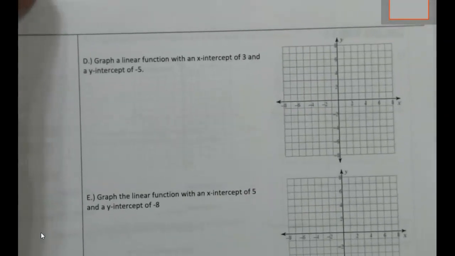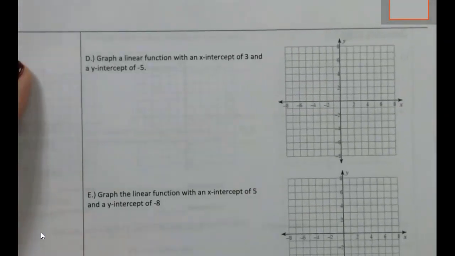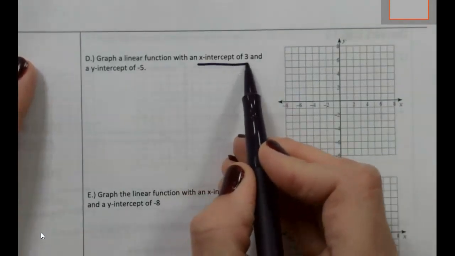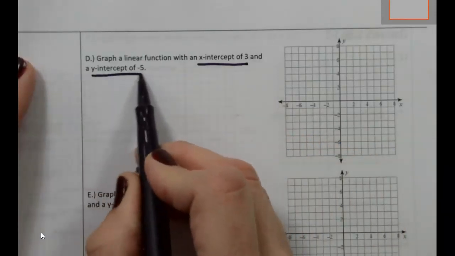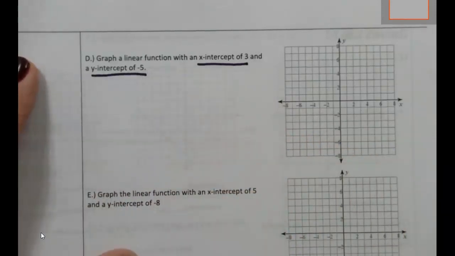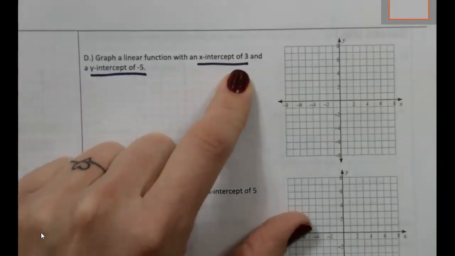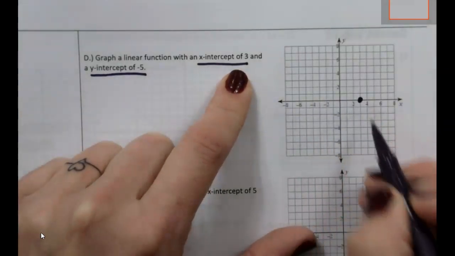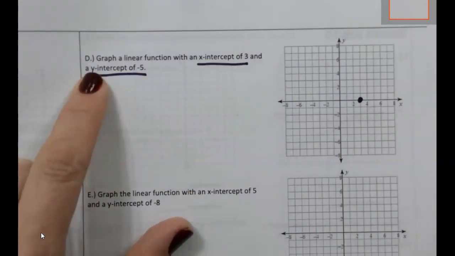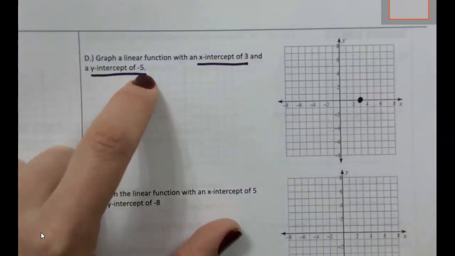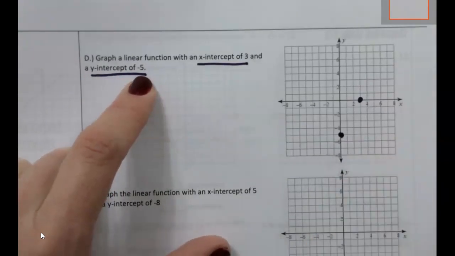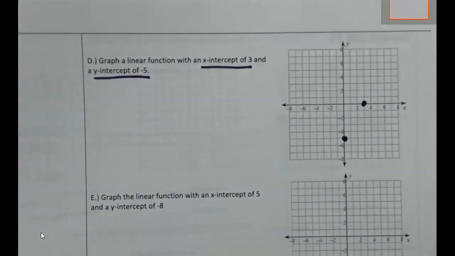So this second skill is the opposite of what we just did. I'm going to tell you the x-intercept, and I'm going to tell you the y-intercept, and then it'll be your job to graph the equation of that line. So if the x-intercept is 3, the x-intercept would be here. Go to the y-axis at -5. That is also a point on the graph. And those are 2 points on this line.